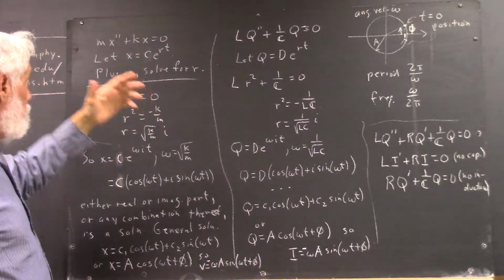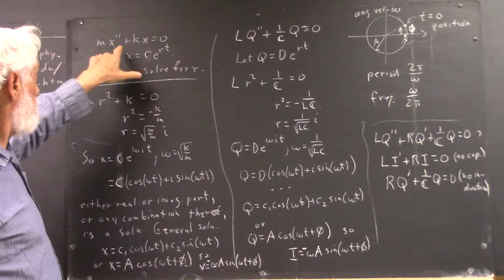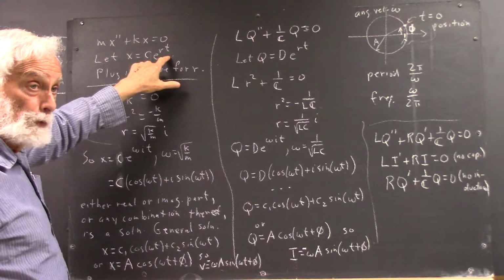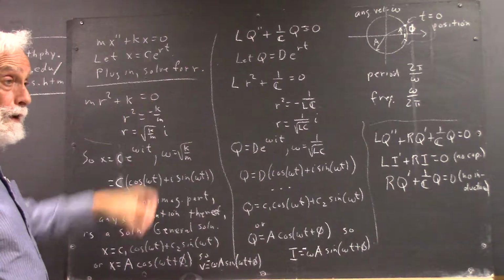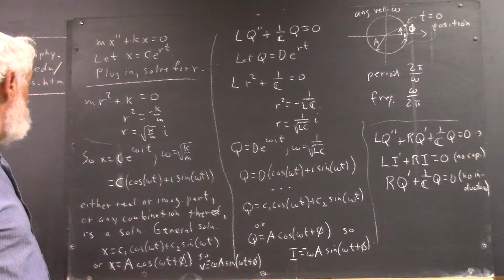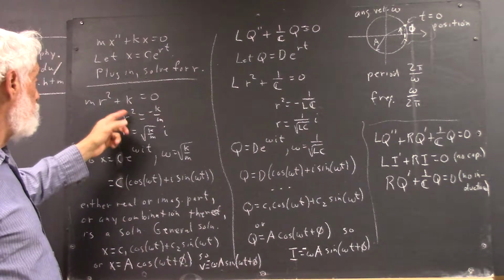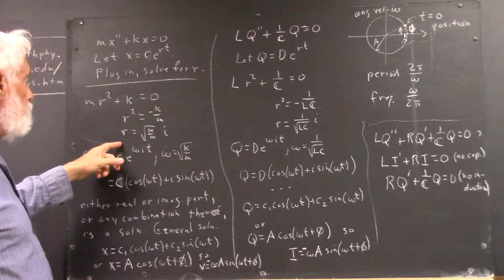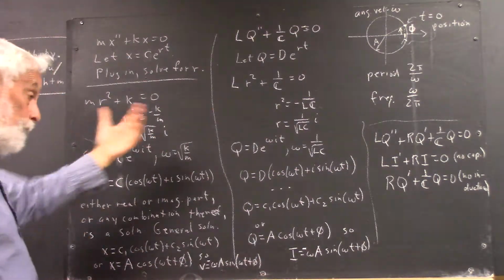And the only difference between the x double prime and the x is going to be that the x double prime has an r squared that comes from the chain rule. So we're going to get the equation m r squared plus k equals 0. Well, we solve that equation very easily. r squared is going to equal negative k over m. So r is going to be the square root of k over m times i, being the square root of negative 1.